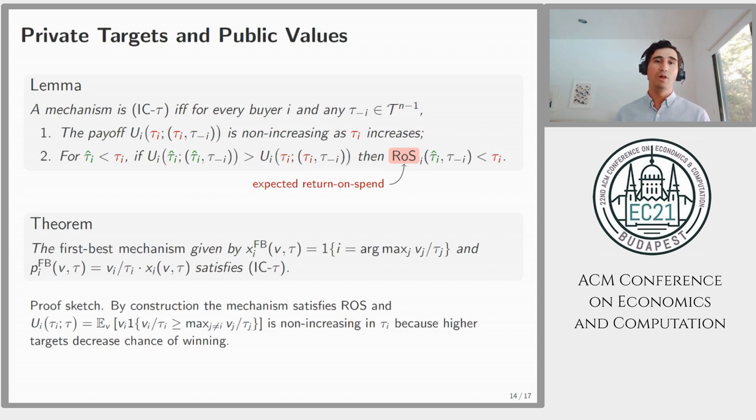Why? Well, by construction, the mechanism always satisfies the return on spend constraint. And if you write the utility, you're going to see the utility is decreasing in your target. Why? Well, remember that buyers are ranked in terms of the value over the target. So if you report a higher target, then V over T is going to decrease. That would mean that the chance of winning is going to decrease and your utility is going to decrease. So that's why this mechanism is IC.